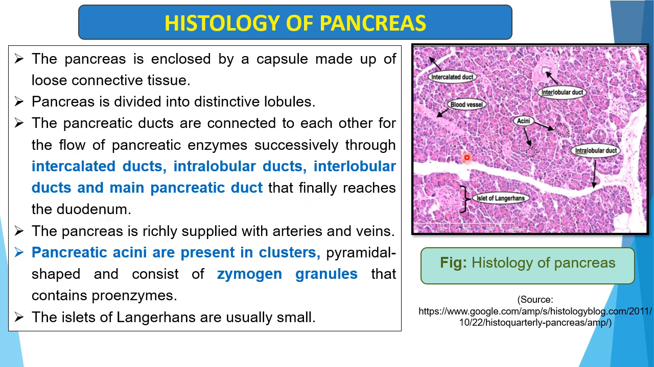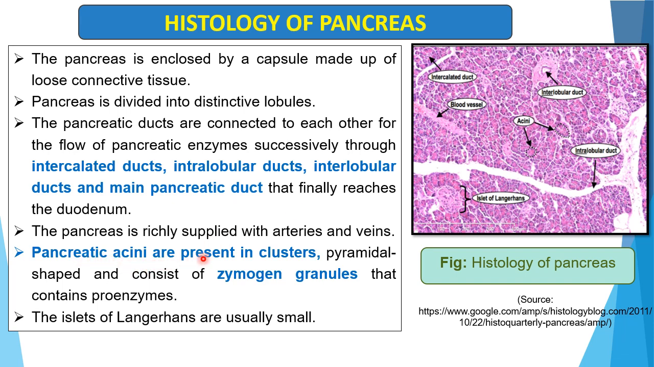So in the figure, you can see the intercalated duct, interlobular duct, intralobular duct that finally connects the main pancreatic duct for the flow of enzymes. The pancreas is richly supplied with arteries and veins. In the figure, you can see the presence of blood vessel.